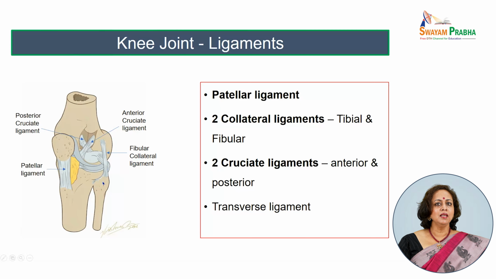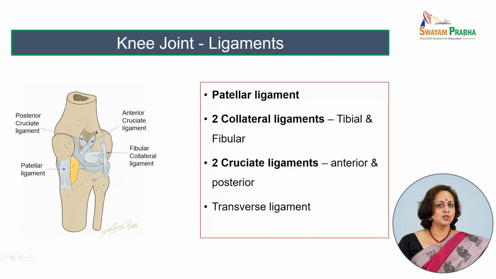So here you can see this is the fibular collateral ligament attaching the lateral condyle of femur to the fibula, and on the opposite side, the medial side, you will get the tibial collateral ligament, which attaches the medial condyle of femur to the medial side of the condyle of tibia. Besides these collateral ligaments, there are cruciate ligaments.